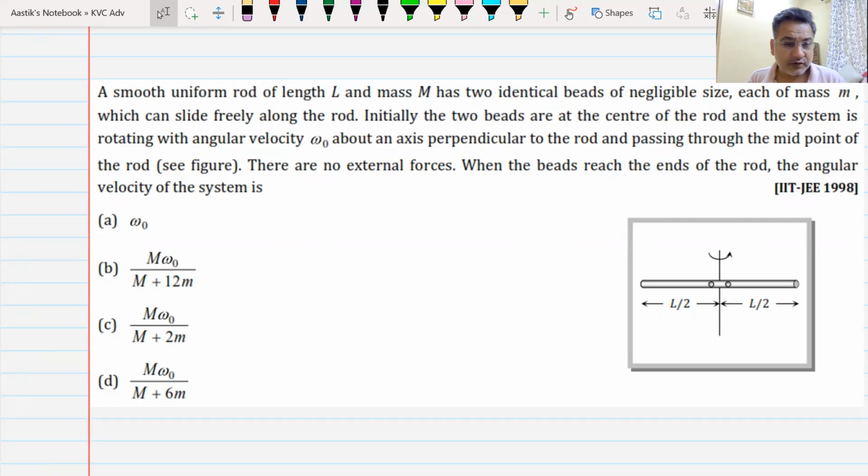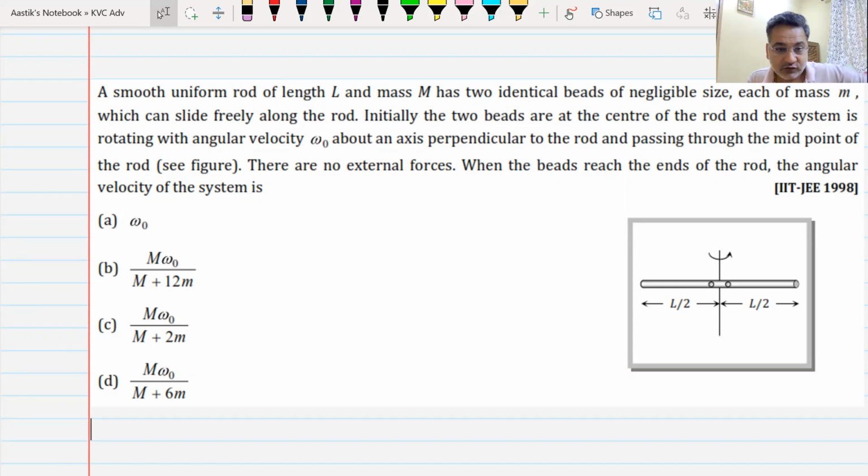A small uniform rod of length L and mass m has two identical beads of small size, each of mass m, which can freely slide along the rod. Initially, the two beads are at the center of the rod. Since this is the same tortoise question, but now they are beads. The system is rotating with an angular velocity omega naught with an axis perpendicular to the rod and passing through the midpoint of the rod. There are no external forces. Obviously, when they rotate, the beads go outward.